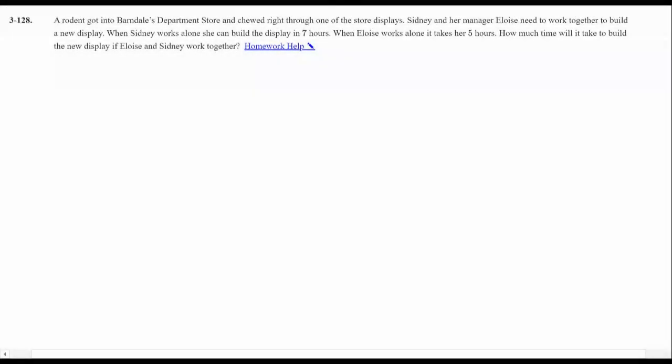A rodent got into Barndale's department store and chewed right through one of the store displays. Sydney and her manager Eloise need to work together to build a new display. When Sydney works alone, she can build a display in 7 hours. When Eloise works alone, it takes her 5 hours. How much time will it take to build the new display if they work together?